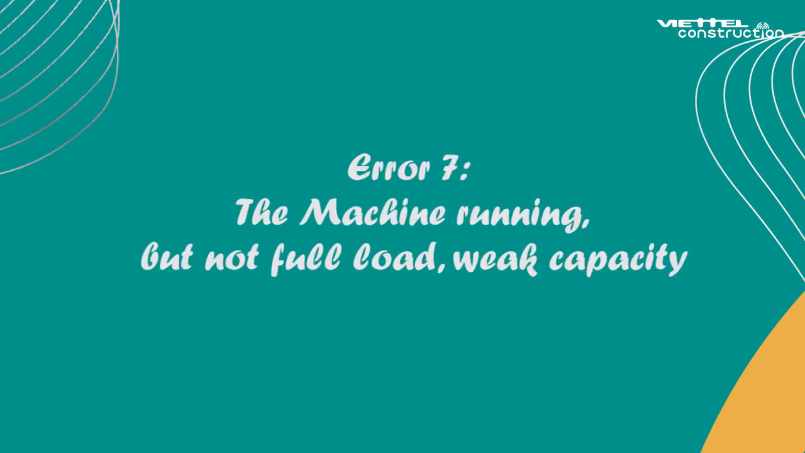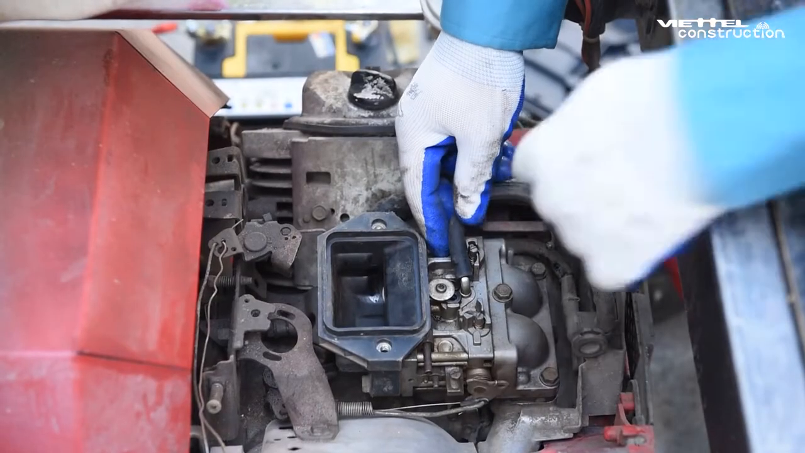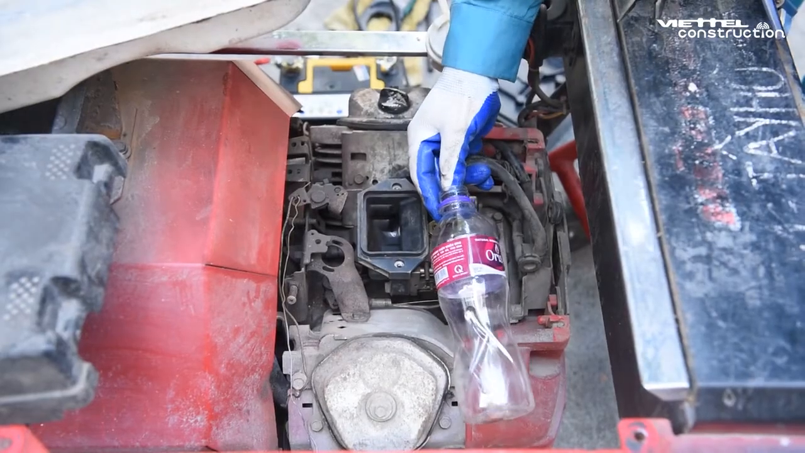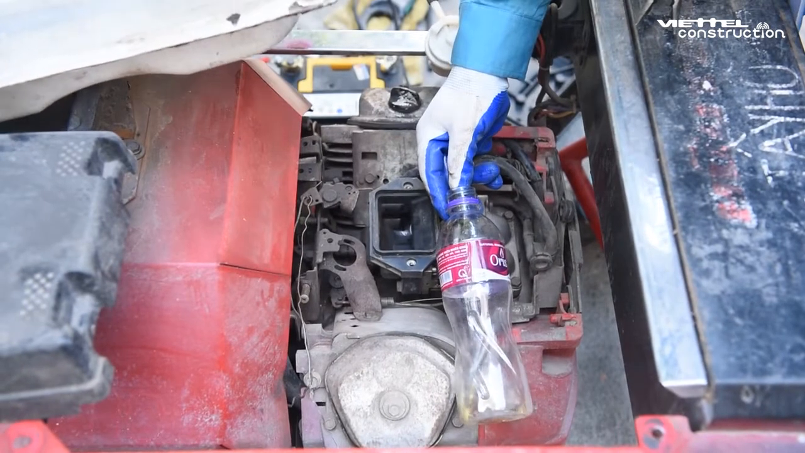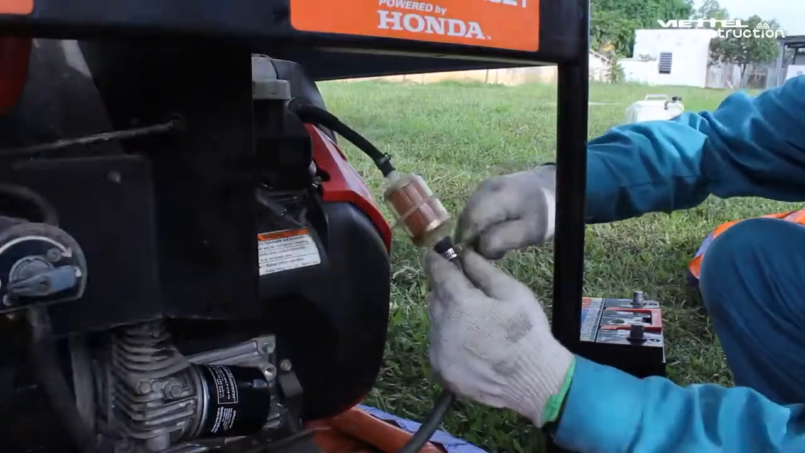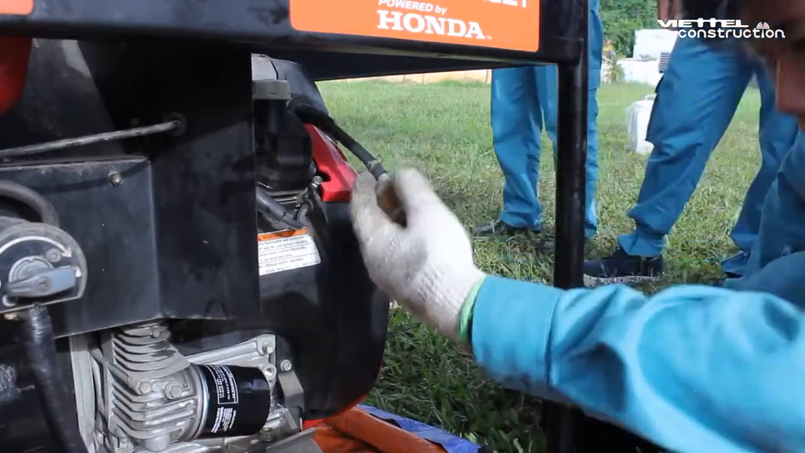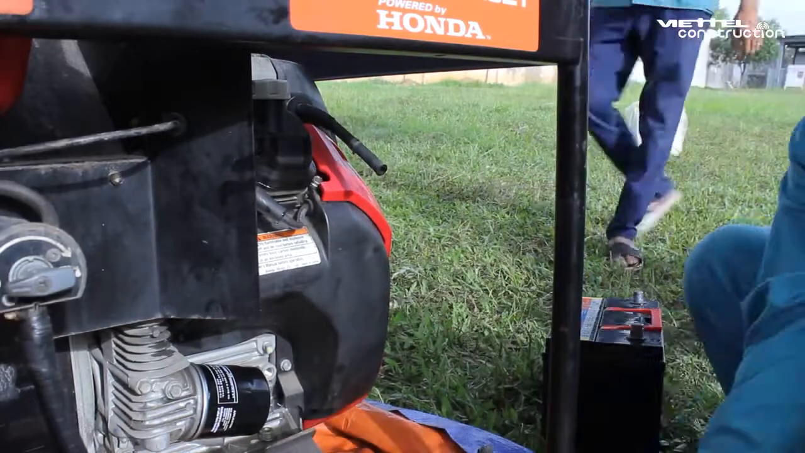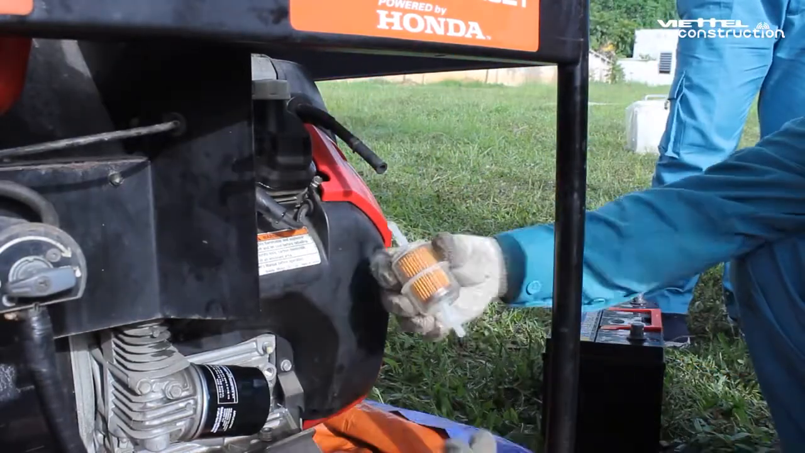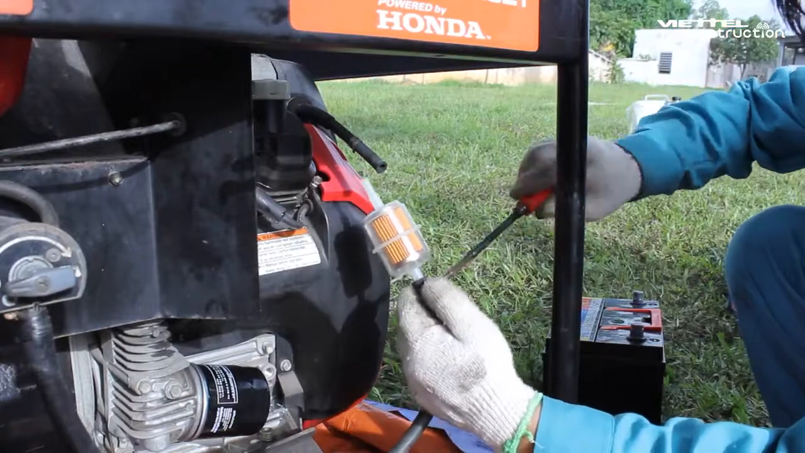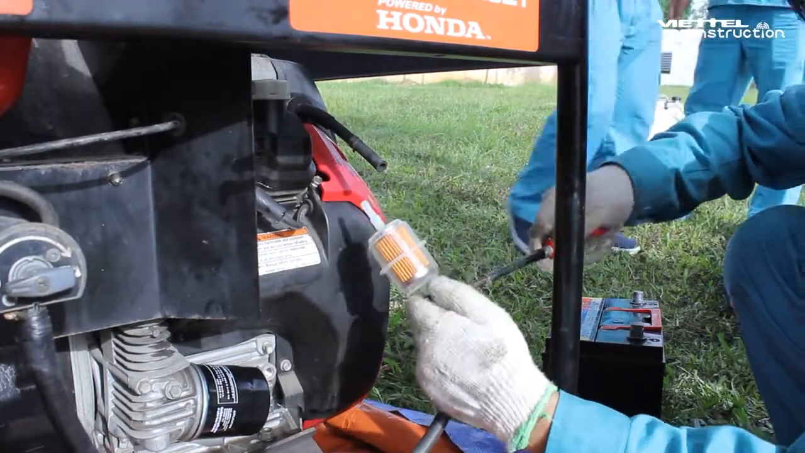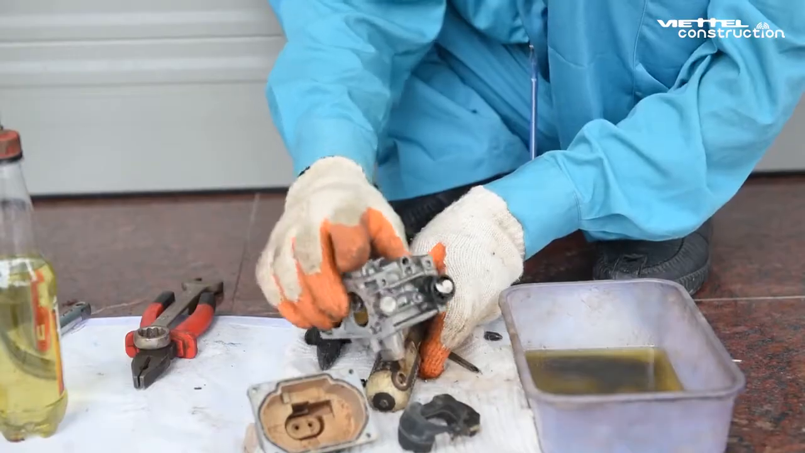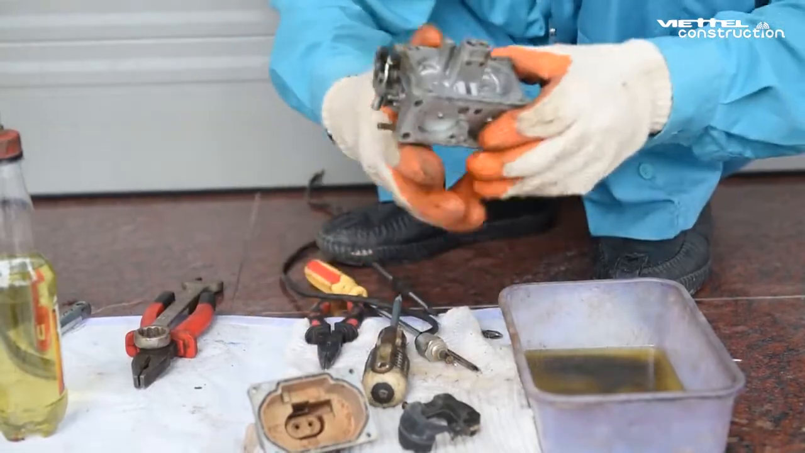Error 7. The machine running, but not full load. Weak capacity. Remove the fuel pipe in the carburetor. Start the engine to check whether the fuel is draining out or is clogged. If the fuel is clogged, check all the fuel pipe and fuel filter. Check and clean carburetor, air filter, and the exhaust system.